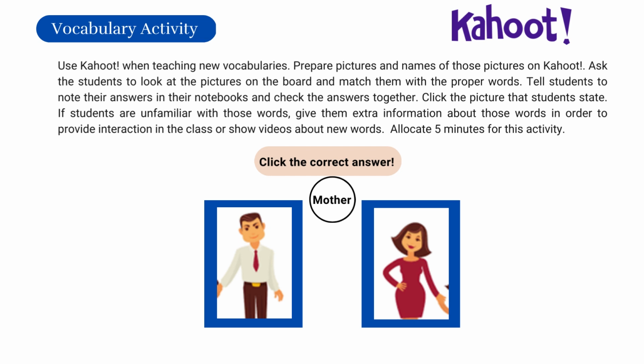And here is also a vocabulary activity. In this activity, Kahoot is used. Prepare pictures and names of those pictures on Kahoot, and ask the students to look at the pictures on the board and match the words with the pictures. For example, here's the word mother, and students try to match this word with the correct picture. And 5 minutes is allocated to this activity.